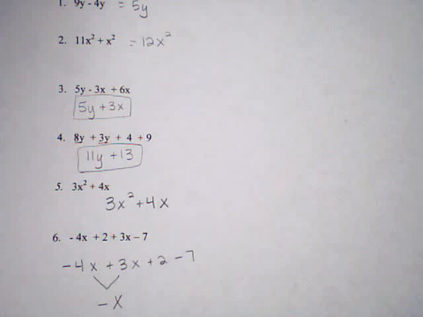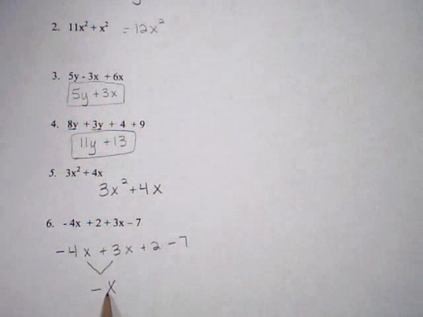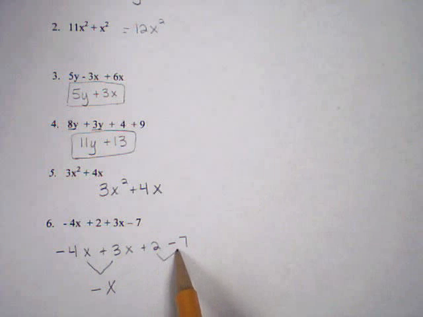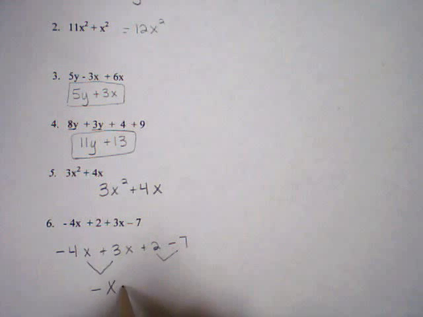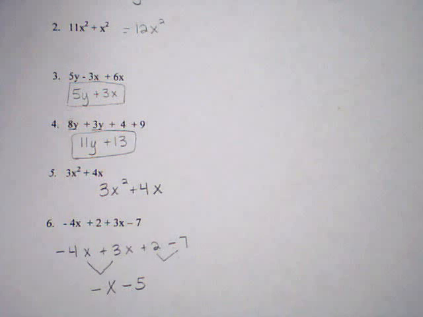But I'm not going to write that 1 because I know that if I see that, it's understood that there is a 1 here. Now, for the homework, I don't think the computer's going to mark it wrong if you write the 1, but you just don't have to. Okay, then I can combine my constants, positive 2, negative 7, subtract, take the sign of the higher number, so that would be negative 5. So my answer would be negative x minus 5.